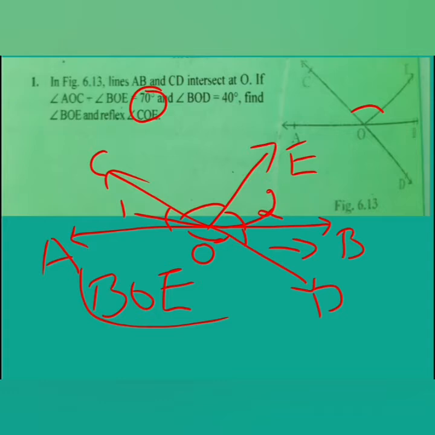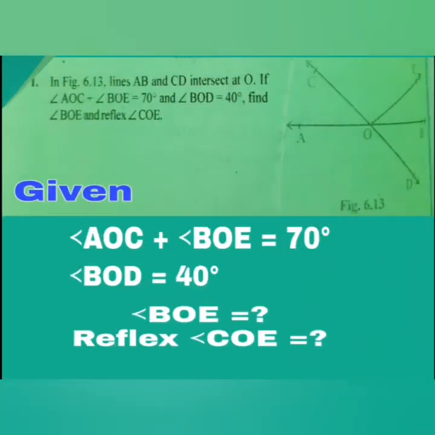COE angle means this one. Reflex COE means, from these two OC and OE rays, the outside angle. Outside COE angle we have to calculate in the given question. Now let's see what is given. Given is AOC plus BOE is equal to 70 degree, which we already discussed. BOD is equal to 40 degree. BOE angle and reflex COE angle we have to calculate.